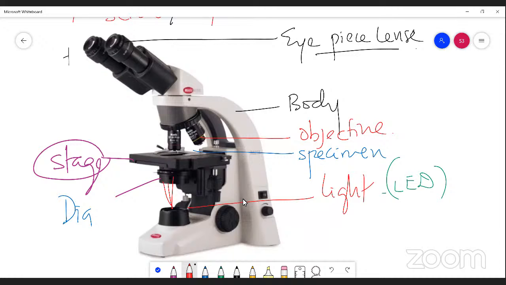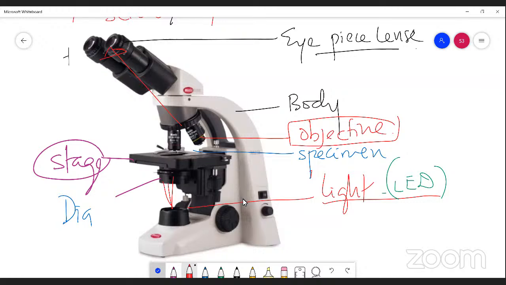Here this LED is emitting light continuously. The light passes to the specimen through the diaphragm. When the light passes through the specimen, the ultrastructure can be seen very clearly, and this image is captured by the objective lens and passed towards the eyepiece lens, which also captures it. That is simply called magnification.